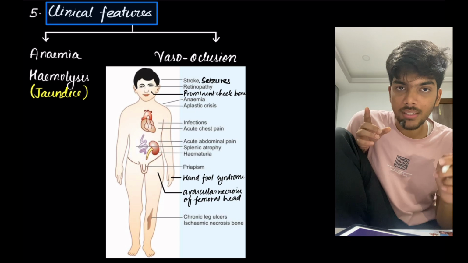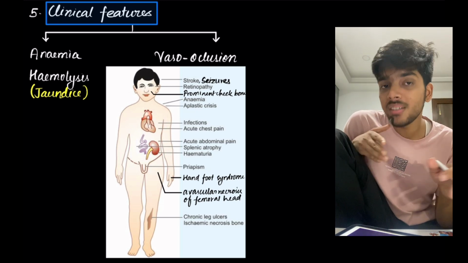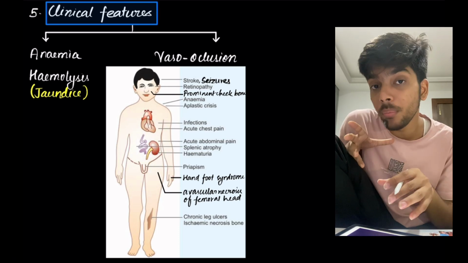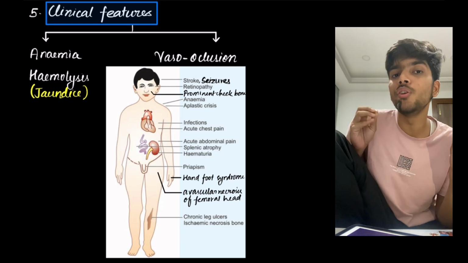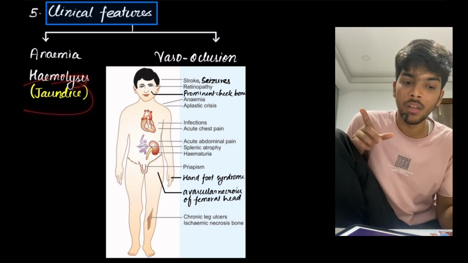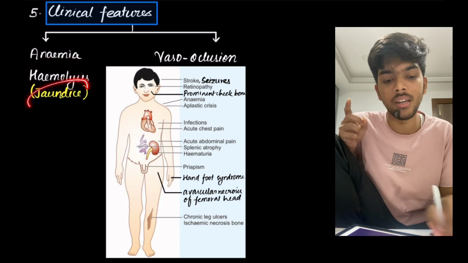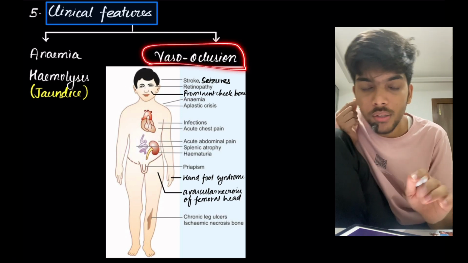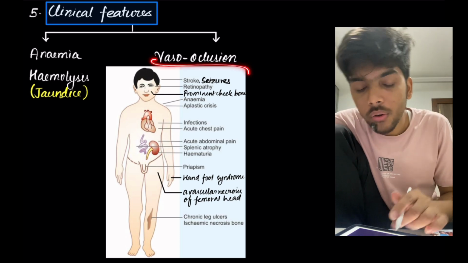More specific is that in hemolytic anemia, since there is destruction of RBC, there is destruction of hemoglobin, there is destruction of heme, there is production of bilirubin. The deposition of unconjugated bilirubin in your blood can cause jaundice. So hemolytic anemia is always accompanied with slight or severe jaundice most of the time. Then there are features due to vasoocclusion. So what kind of features occur due to vasoocclusion?